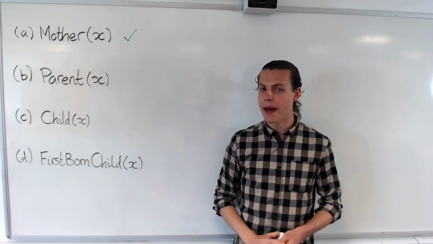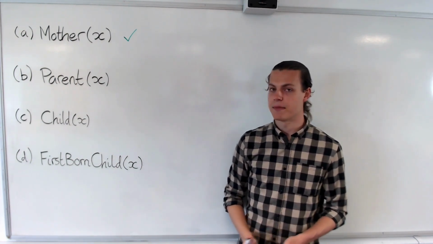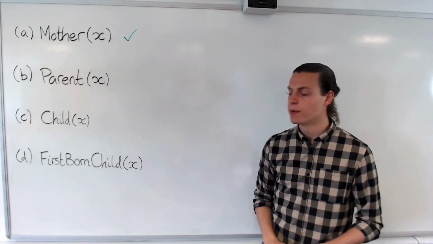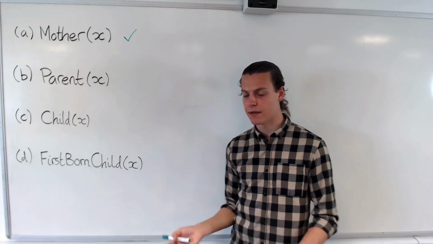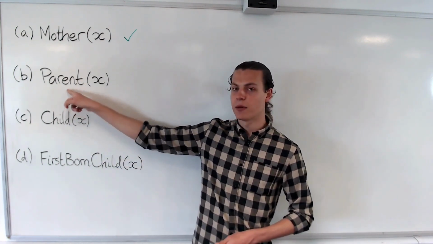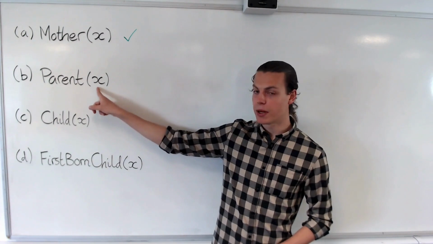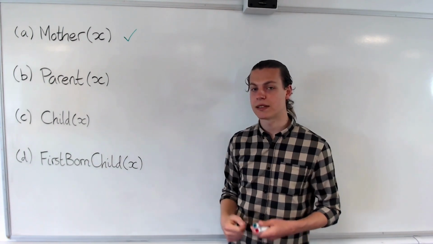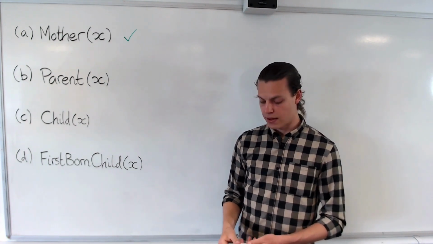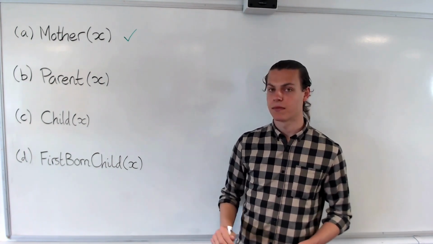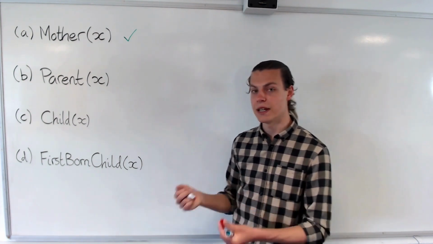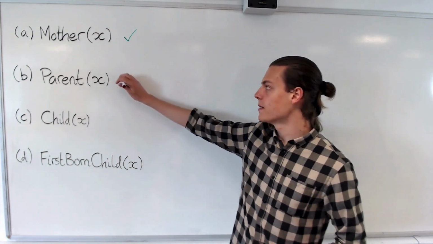B, we have parent of X, which represents a biological parent of X. Now each person will have a mother and a father, and so this will map one person X to two distinct elements of the codomain. And so this is not a function, since it does not map each element of the domain to a unique element of the codomain.